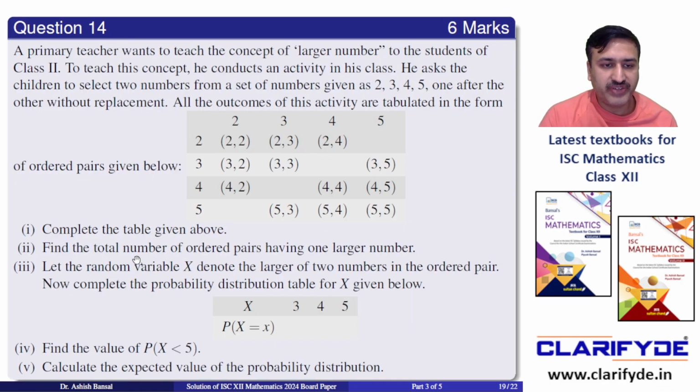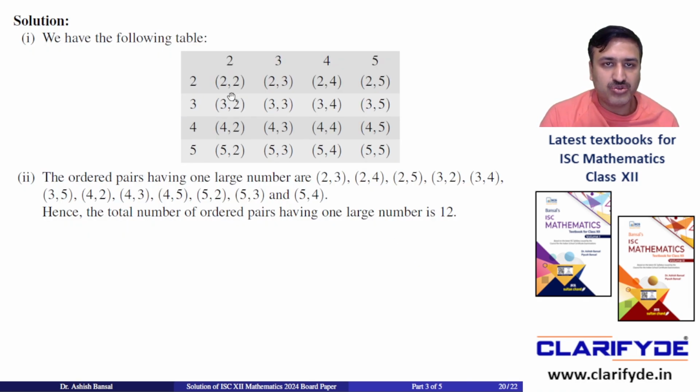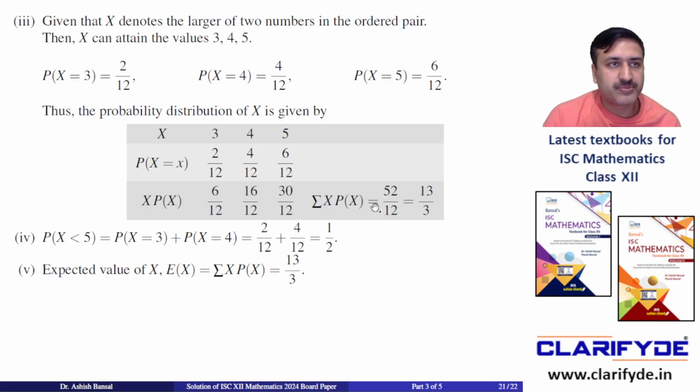The second part says find the total number of ordered pairs having one larger number. Out of these, if you see, the entries on the diagonal have both the numbers the same, and the rest of the entries have one larger number. So 3 in the first row, 3 in the second, 3 in the third, 3 in the fourth. So we have in all 12 ordered pairs which have one larger number.